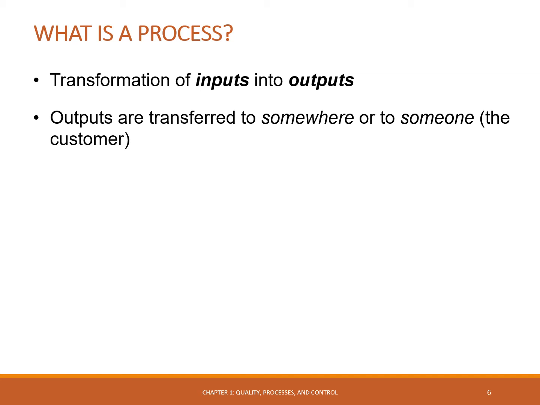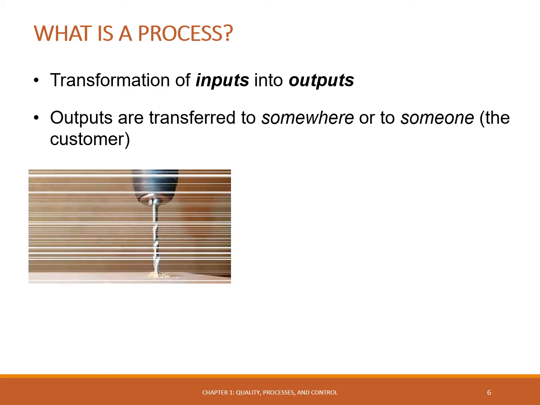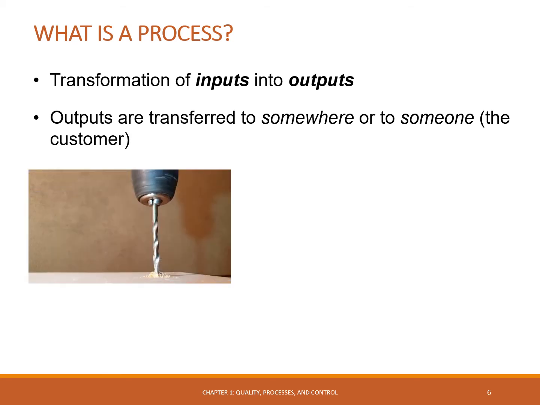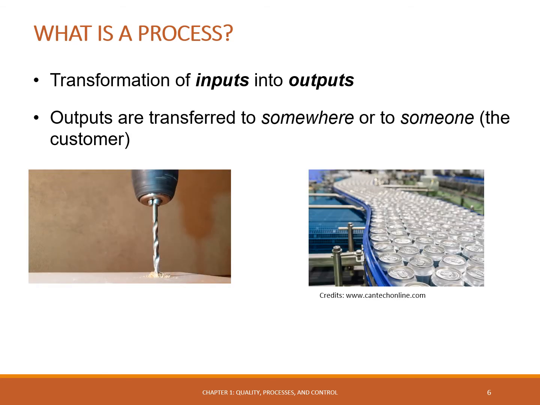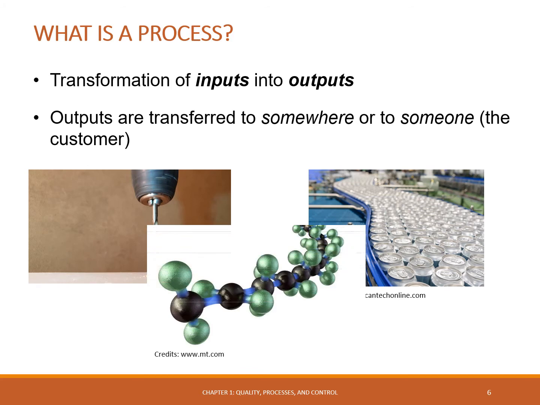Some examples of well-known and easily understood processes include the process of drilling a hole, the process of filling cans with beverage, and the processing of a chemical component through polymerization. Some of the processes cannot be easily understood, such as servicing a customer, delivering a lecture, storing a product, and inputting to a computer are some interesting examples.